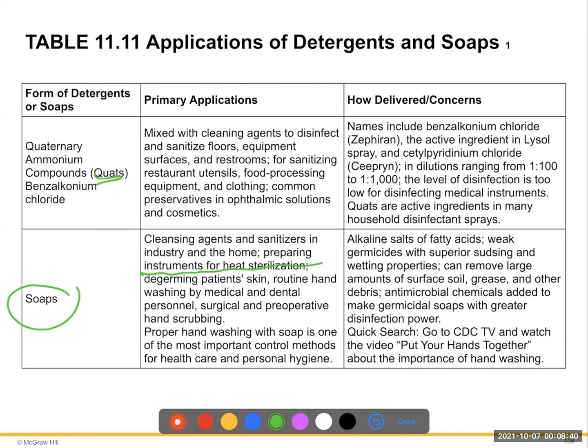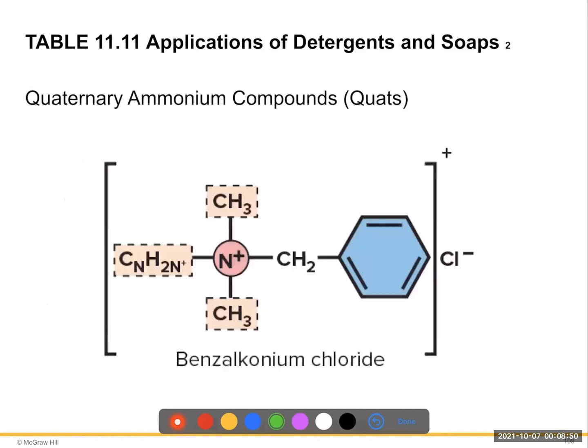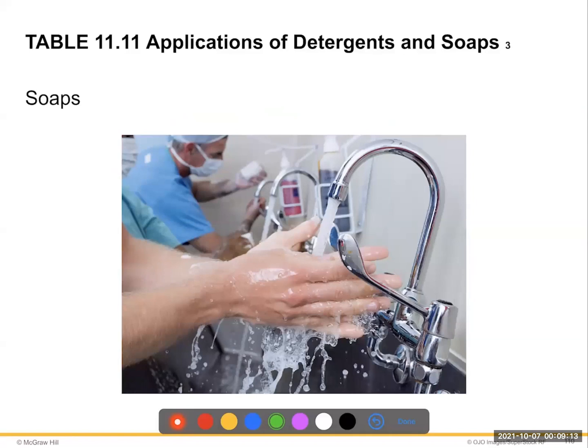Okay. Proper hand washing with soap is one of the most important control methods for healthcare and personal hygiene. How many times did they, with COVID, it reminds you, wash your hands? That's our first step. This is what we're talking about. This is a quaternary ammonium compound, quats. I mean, there's 4 things attached to this nitrogen atom. Ammonium is nitrogen with 4 attachments. Quaternary means 4. This is benzoyl chloride. It's a salt used in our detergents and soaps. Soap is for hand washing.